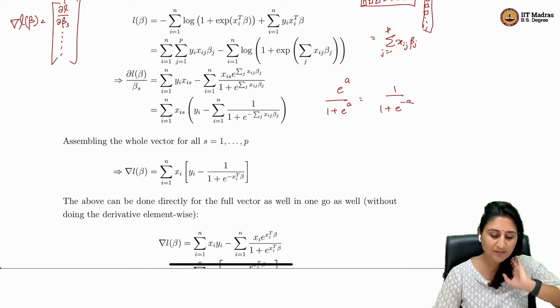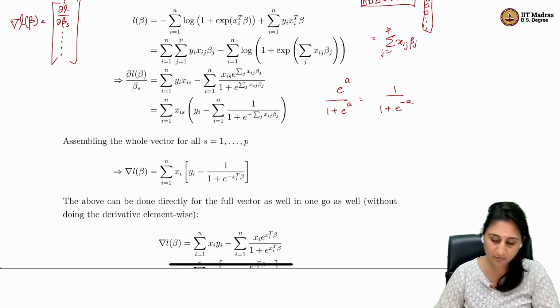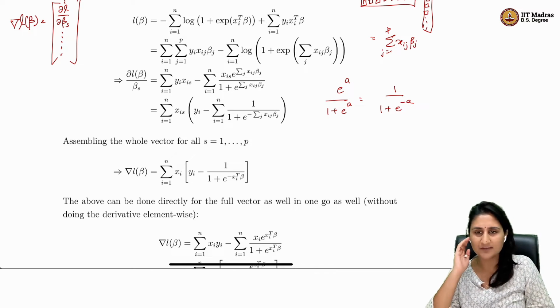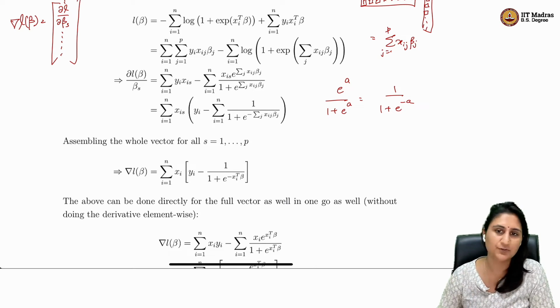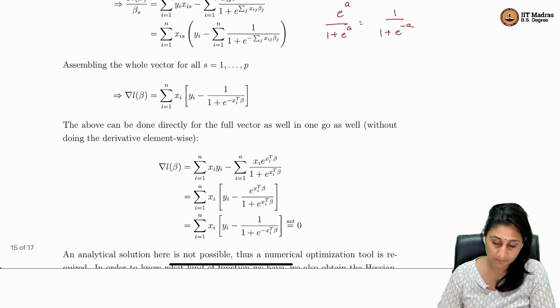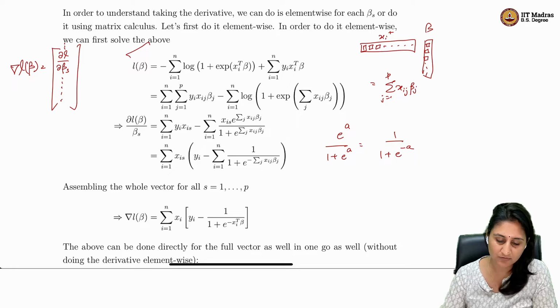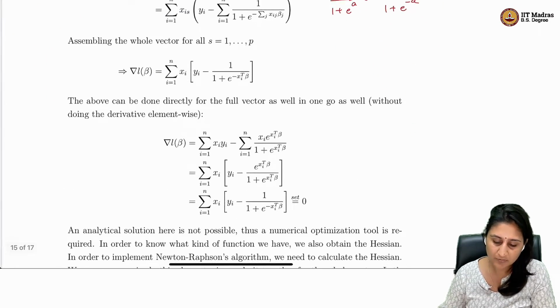Now if you can't see it in one go, don't worry about it. You can use the element-wise differentiation if that works for you, and that's completely fine. Now we can do it directly as well. So instead of taking the element-wise derivatives like we've done here, we can do it directly.